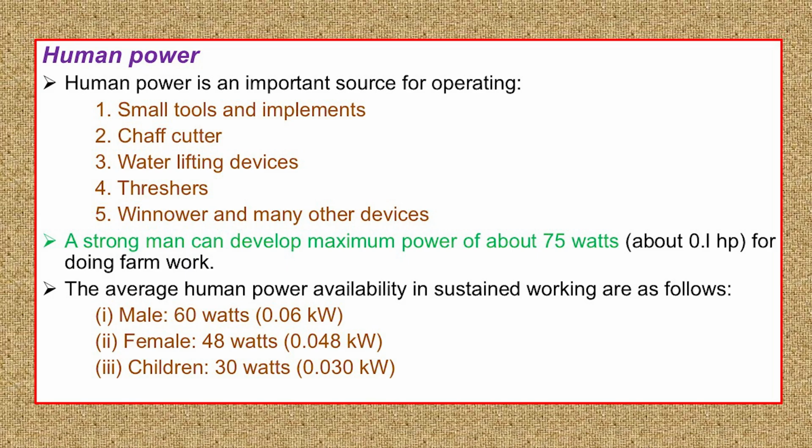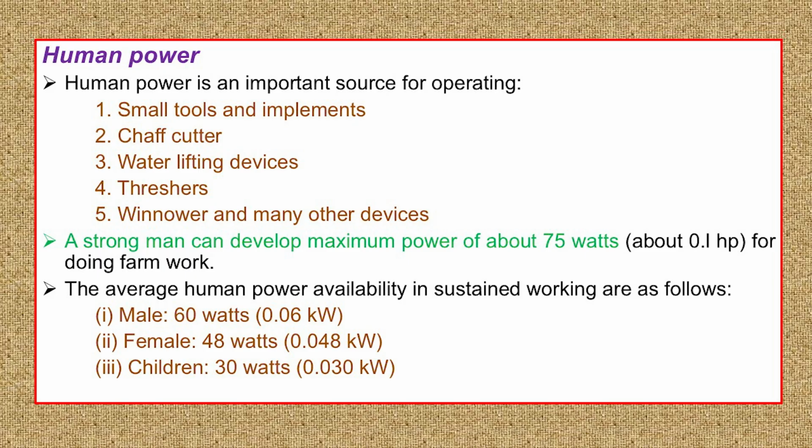Okay, so let us discuss one by one all the sources of farm power. When it comes to human power, it is a very important source of energy for operating various small tools, which are handheld tools and implements. Examples of small tools and implements operated by human power include the spade, kurpa and oxa. They all require human power. There are also manually operated chaff cutters, where human power is employed. Water lifting devices are there.